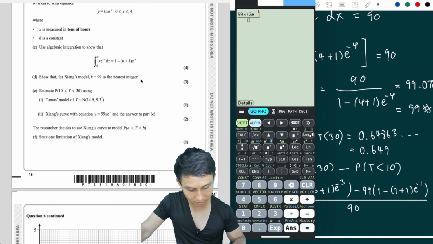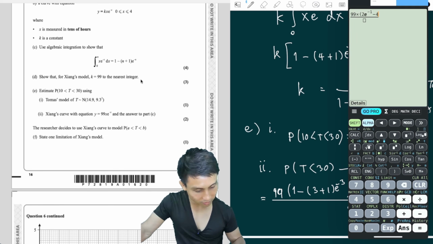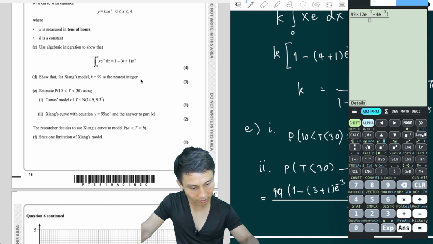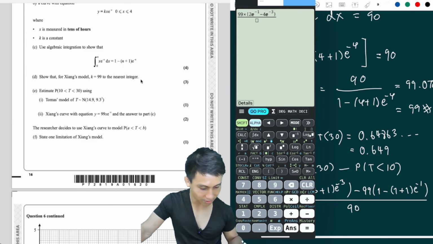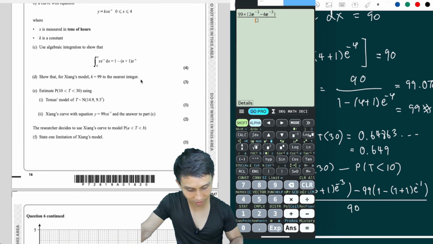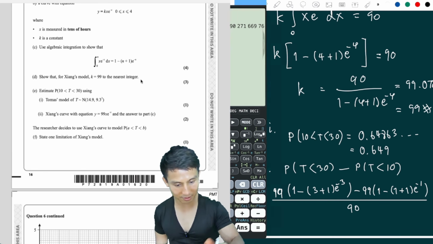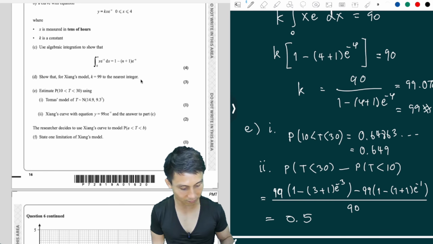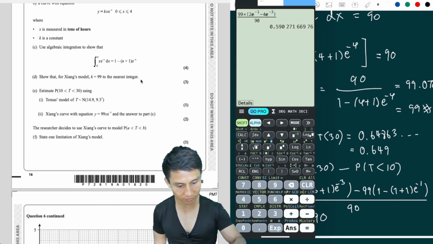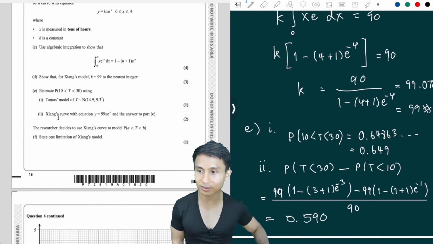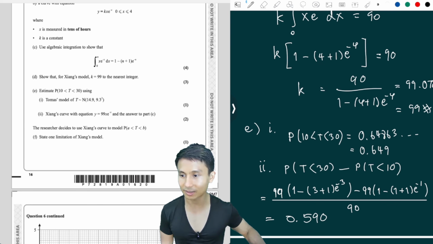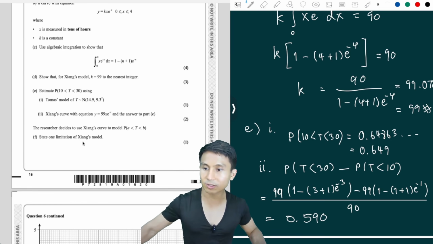And then this is a minus. The other term is 4 e to the minus 3, yeah? Okay, pulling 99 out, the 1 cancels, we only got that left, all divided by 90. Okay, so that's the answer there, 0.590, isn't it? Yeah, that's the answer there for part EII. Now let's have a look at part F.